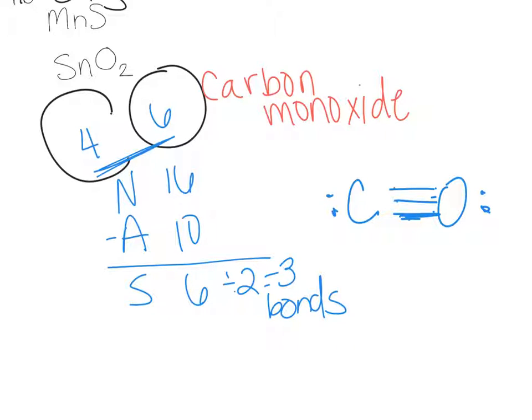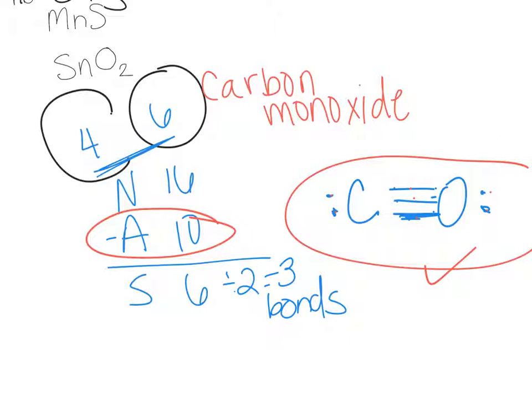Last step, double check that you matched your available number. Because when you get to AP chemistry, you're going to get extra electrons thrown in there, and it gets more complicated. But first you have to satisfy everybody on the outside, and then you worry about the stuff on the inside. So here we're going to just double check. We got 1, 2, 3, 4, 5, 6, 7, 8, 9, 10. We're good. We're done. This is carbon monoxide.